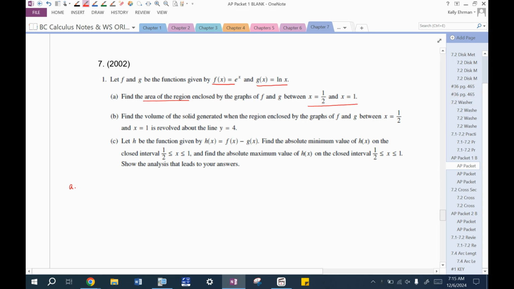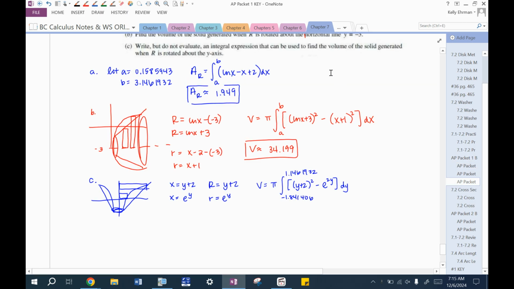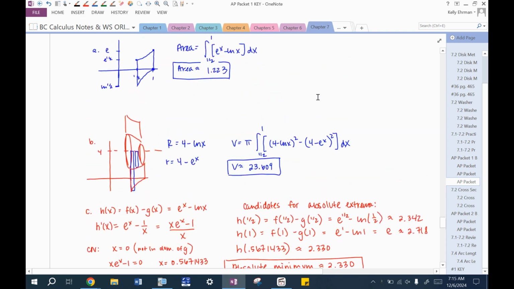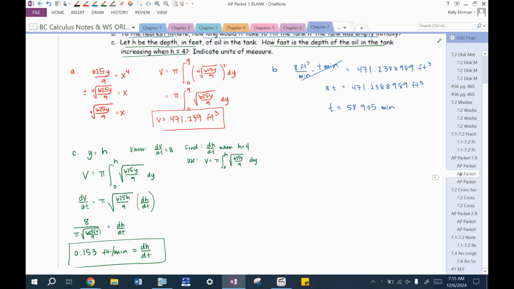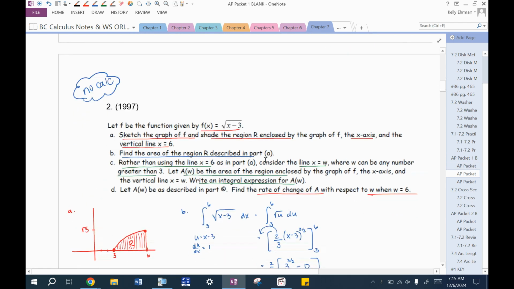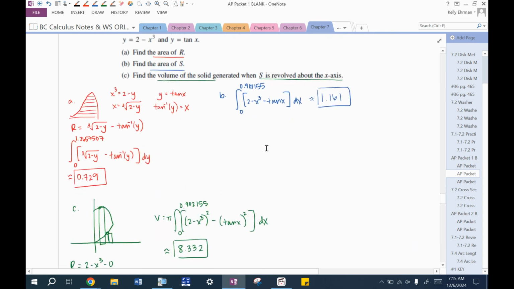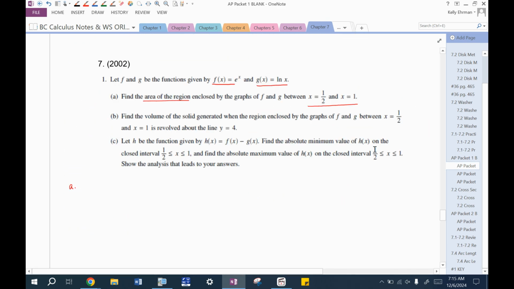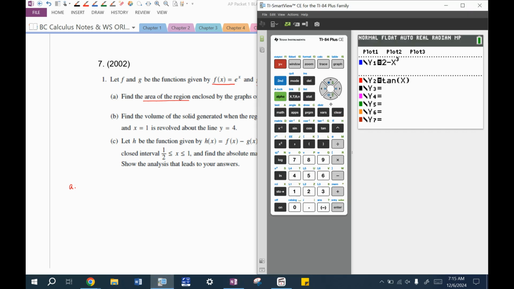Now, let's see. Did I use a calculator? I think this could definitely be done without, but let me see. Oh yeah, I guess I did use a calculator. So, okay. The first thing I want to do is get these two functions graphed. So one of the equations is e to the x. The other is just natural log x. Those are inverses of each other.